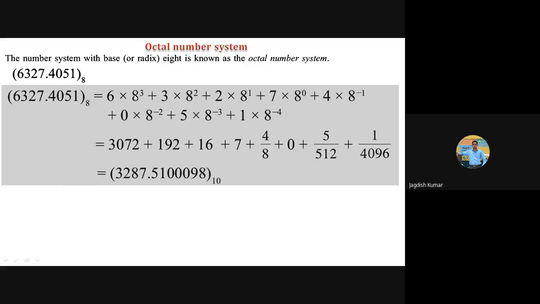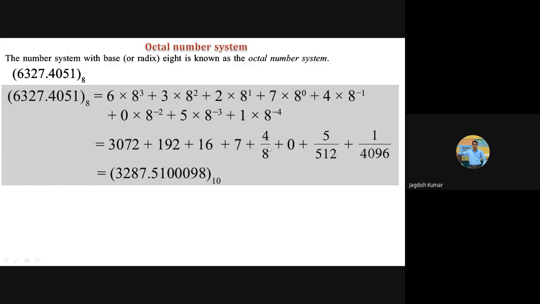Now, what is this number? It is simple multiplication. So 6 into 8 raised to the power 3. So you can find out what 8 raised to the power 3 is. 8 raised to the power 3 will be what? 256. No, it is 512. 8 raised to the power 3 is 512. 512 multiplied by 6 will give you 3072. Similarly, 8 raised to the power 2 is 64. When multiplied by 3, it gives you 192. 8 raised to the power 1 is 8, into 2, 16. 7 into 8 raised to the power 0, 7.